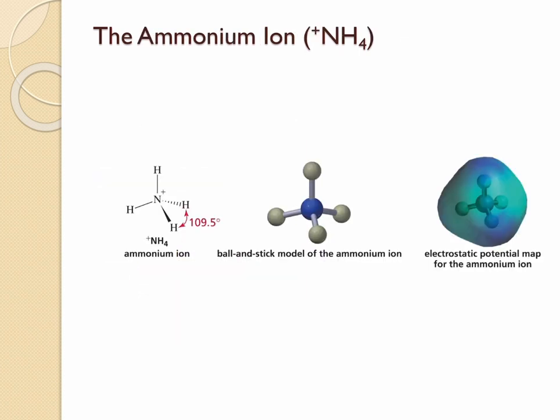In the case of the ammonium ion, this is going to be a perfect tetrahedral structure where the bond angle is 109.5 degrees. The reason for this is we don't have any lone pair of electrons, which would demand so much space, and all of these are simply bonding pairs.